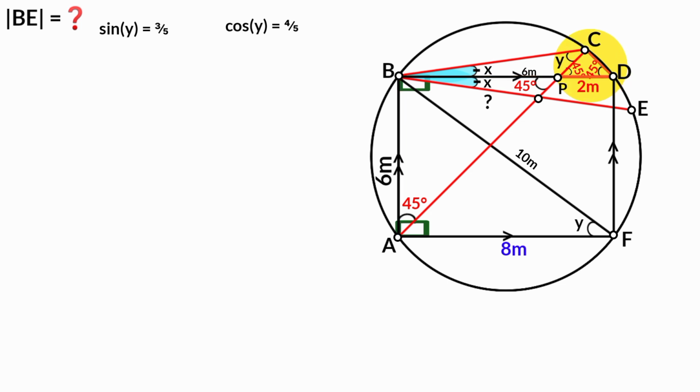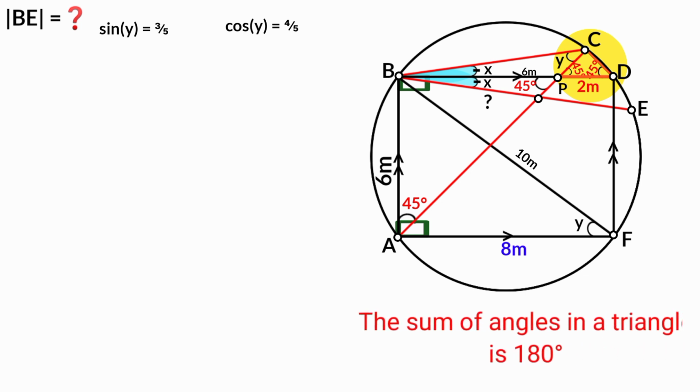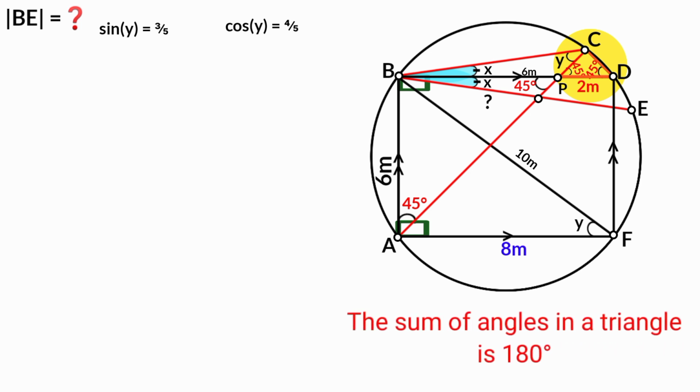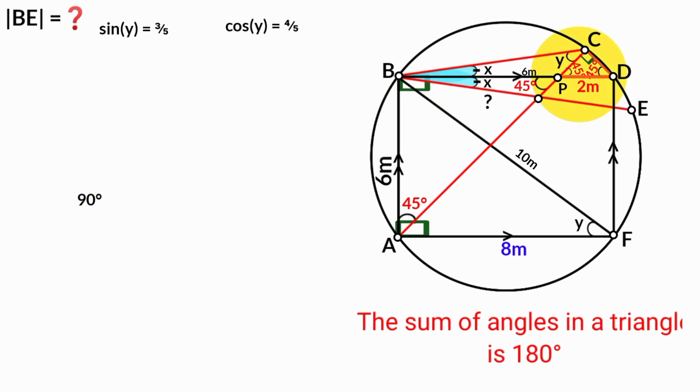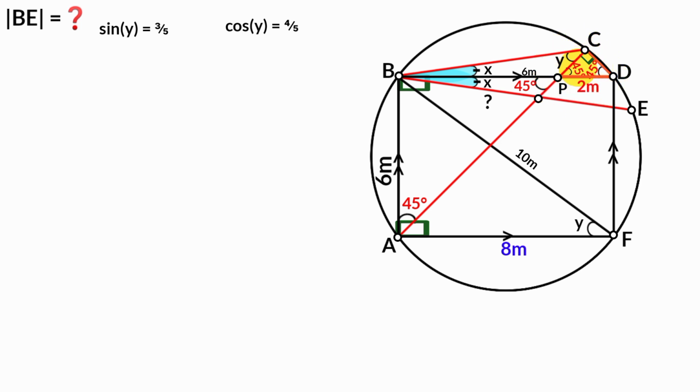Now from this triangle CDP, we know the summation of angles in a triangle is 180 degrees. So since this is 45 degrees and this is 45 degrees, this must be 180 degrees minus 45 degrees minus 45 degrees. 180 degrees minus 45 degrees minus 45 degrees is 90 degrees. That means the triangle is a right angle triangle. The fact that this angle and this angle are congruent tells us that the triangle is an isosceles right angle triangle. And the sides facing the congruent angles are equal in length. Let's assume their lengths to be n.